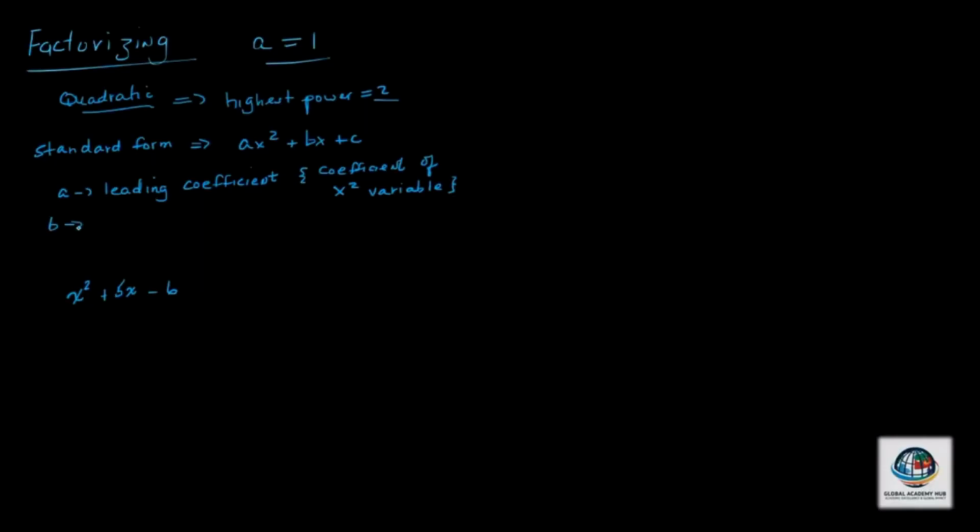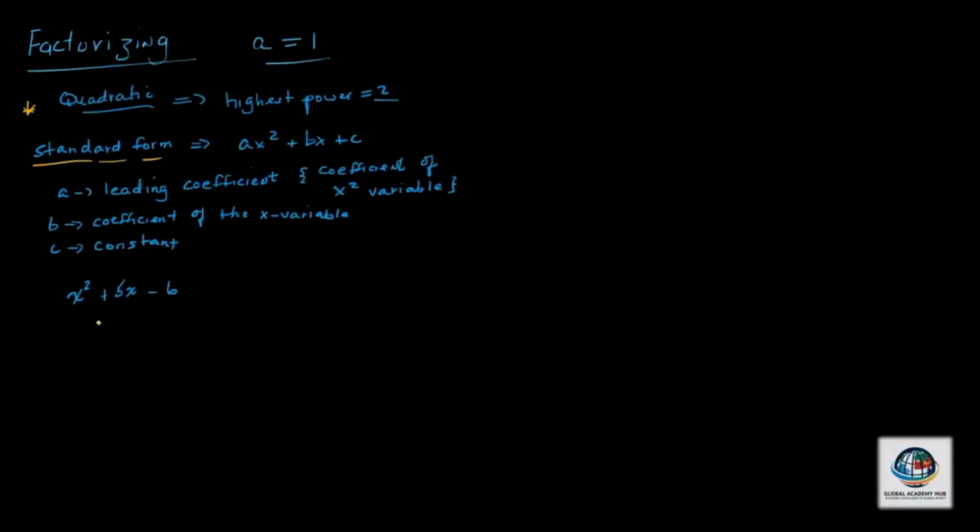B is the coefficient of the x variable. And C is just your constant. All right? And all we're talking about here is standard form. Standard form. And of course, quadratics.